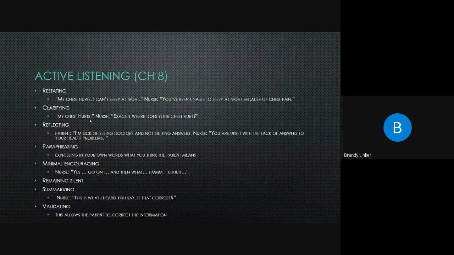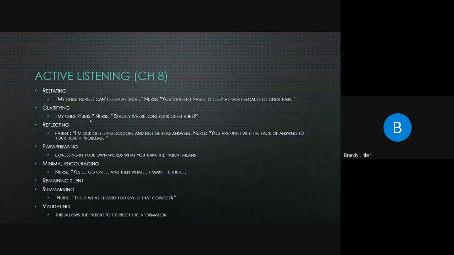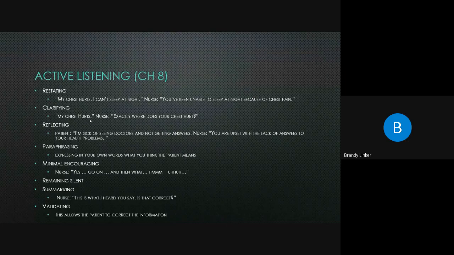When you reflect on what they said, basically summarize what they said. When you paraphrase, another way of summarizing what they said. Reflecting is more like an overall summary, whereas paraphrasing is that specific phrase. Minimal encouraging, okay, yes, things like that. Remaining silent can be a great way to just listen sometimes and just not say anything. Summarizing, and then validating, okay? So making sure what they said is what you heard, okay?